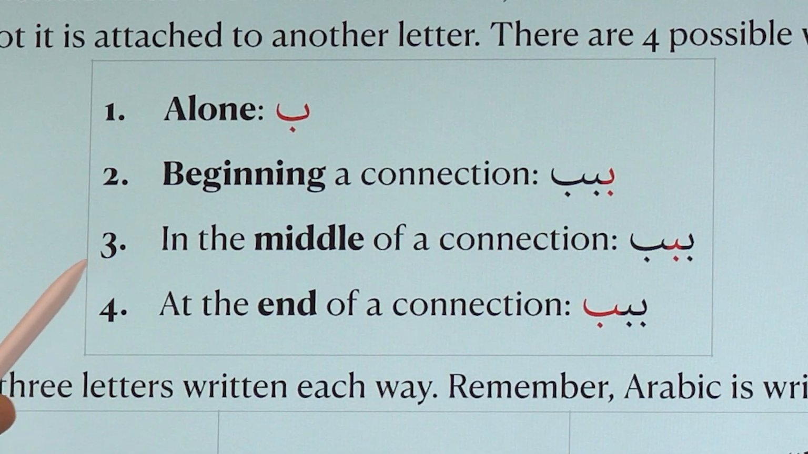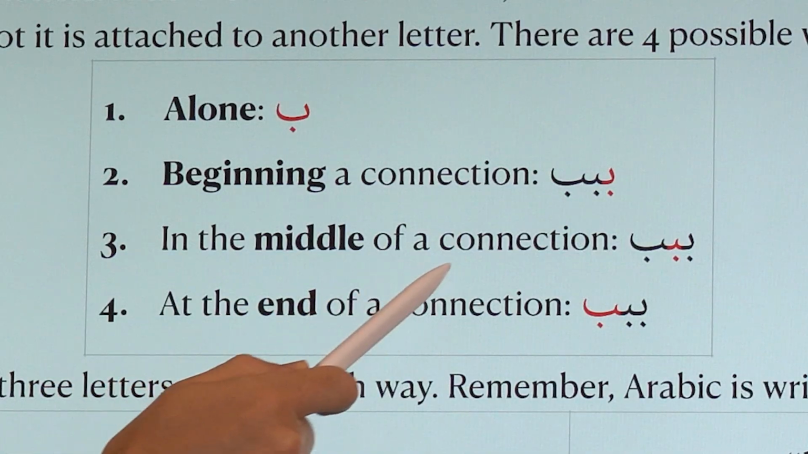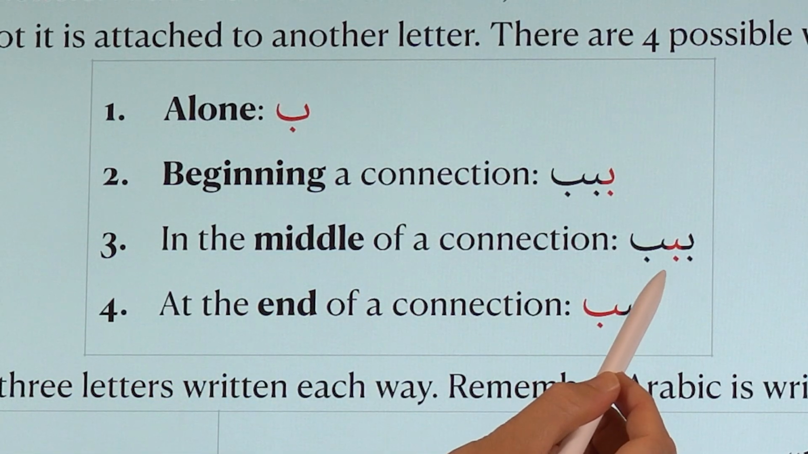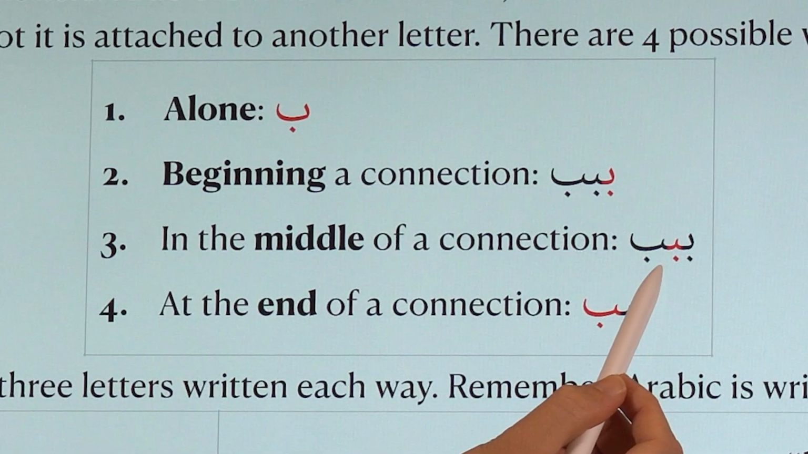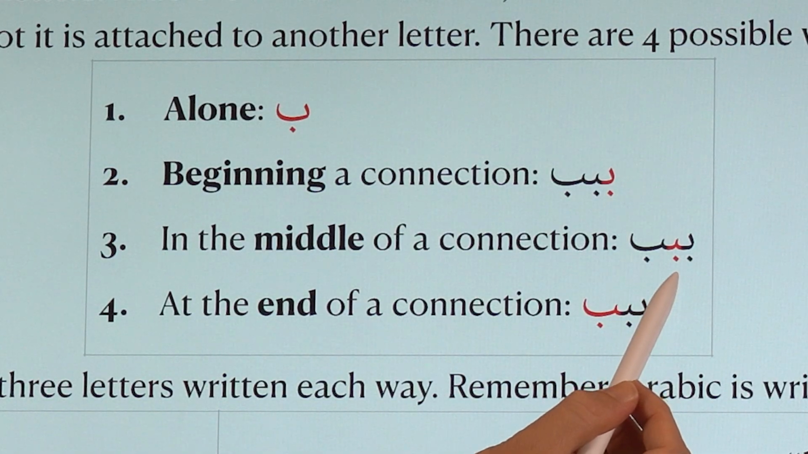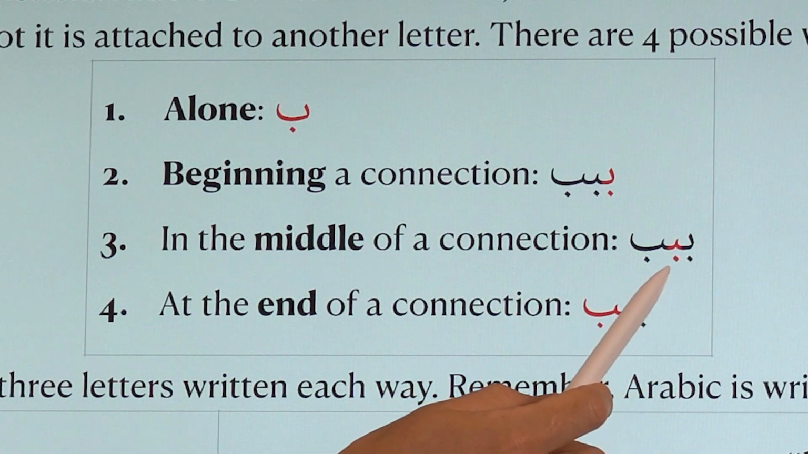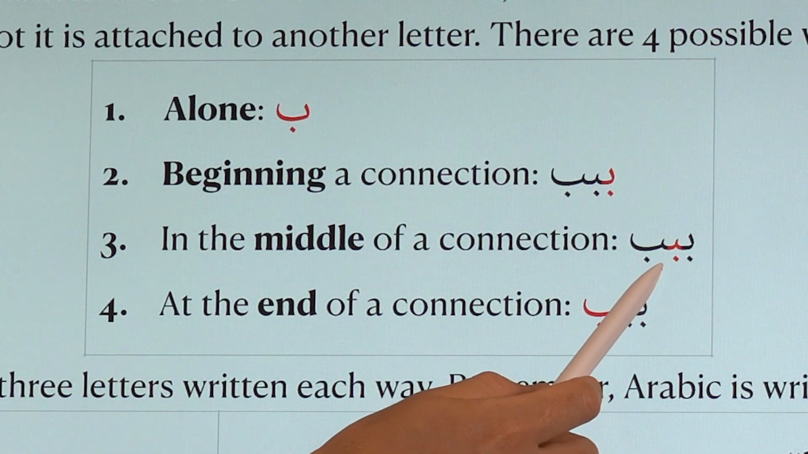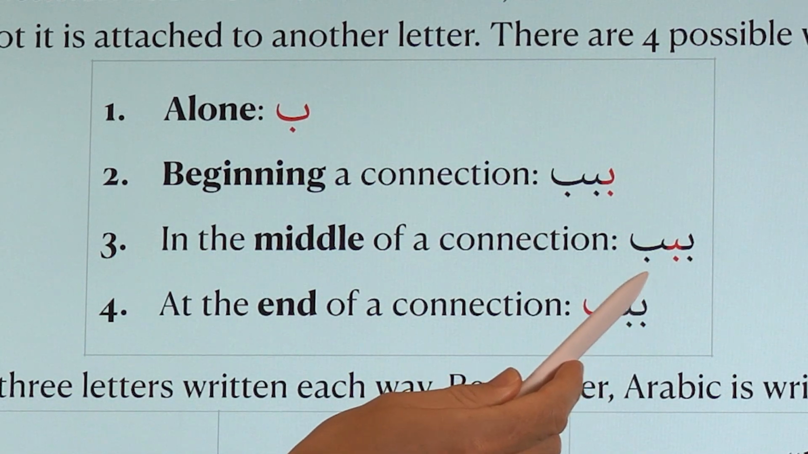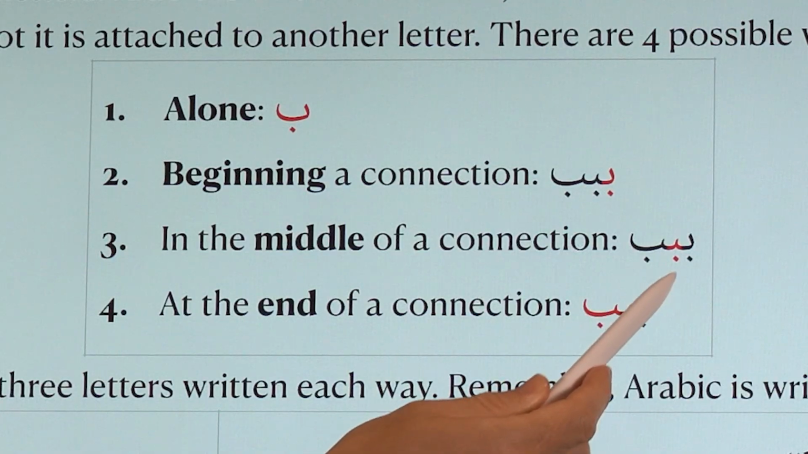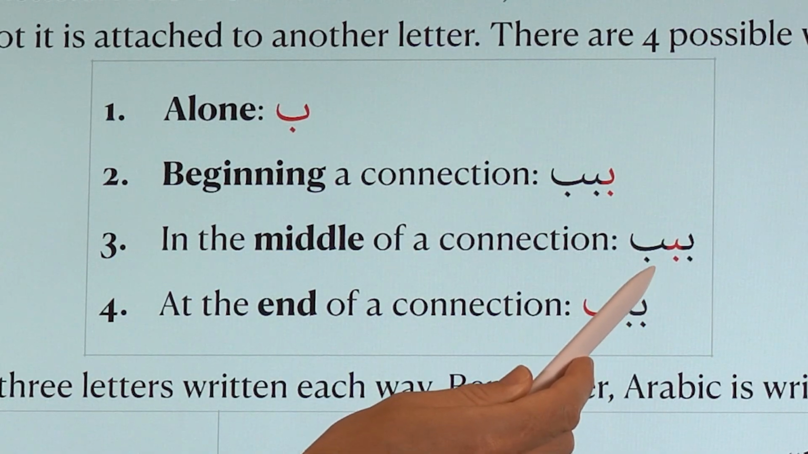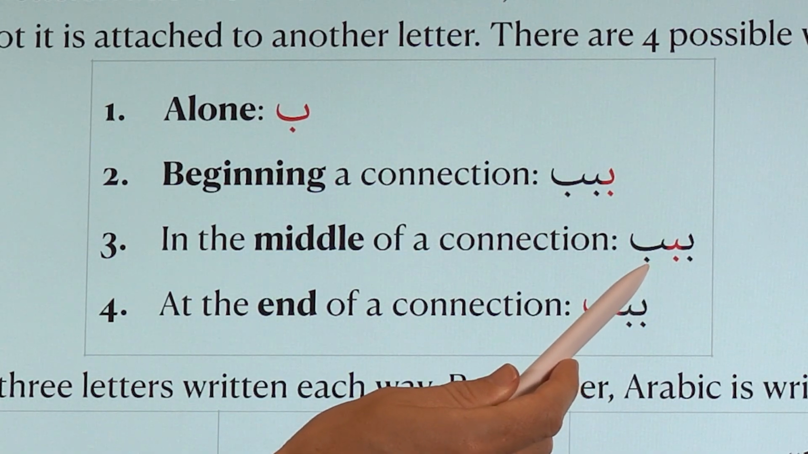The third way a letter may be written is if it is in the middle of a connection. So in this example, we see in red the letter ba as it appears connecting to a letter before it and a letter after it. So again, it has that distinct feature of a dot underneath. However, that U shape is looking a bit different because of the fact it is connecting to other letters. So this is how the letter ba looks in the middle of a connection.